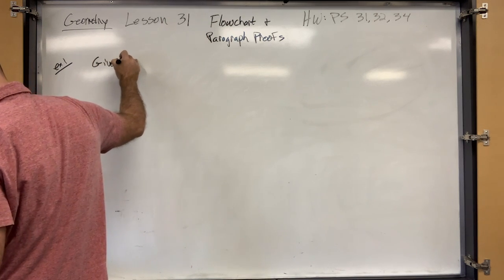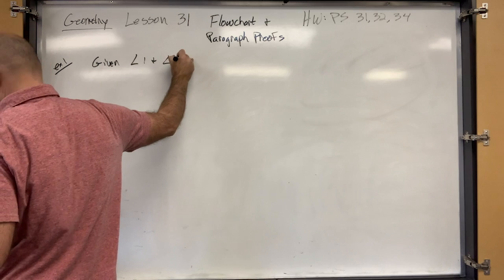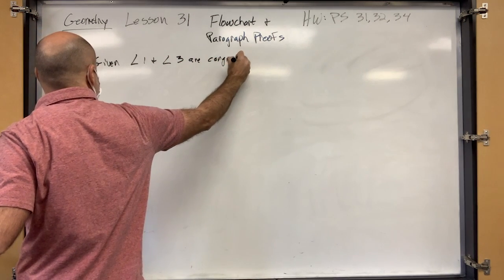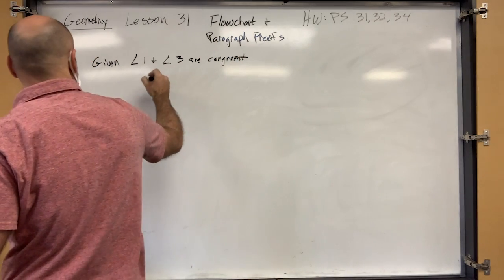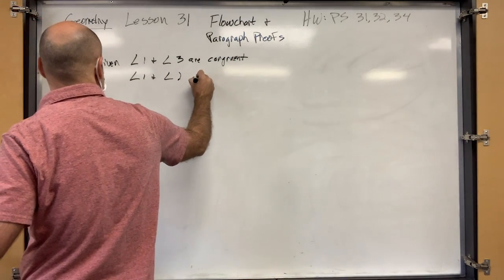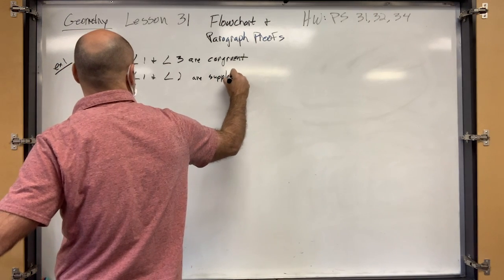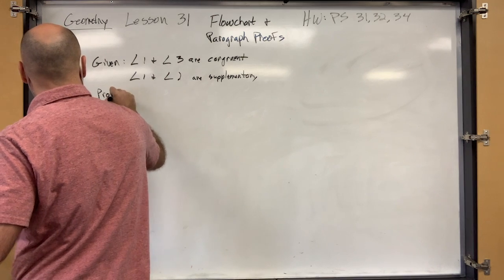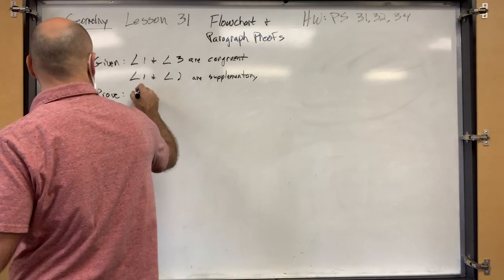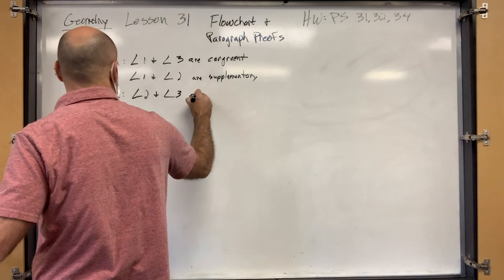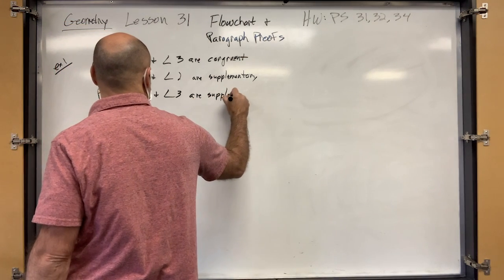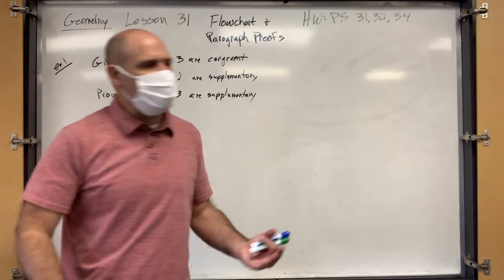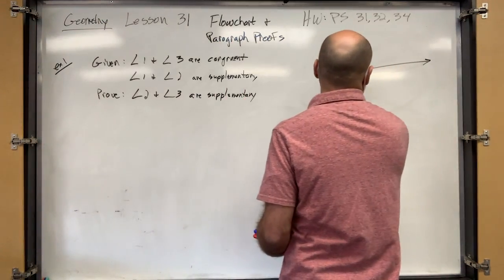Given: angle 1 and angle 3 are congruent. Also given: angle 1 and angle 2 are supplementary. I want to prove that angle 2 and angle 3 are supplementary. Okay, so if I were to give you an example, it'd probably look like this.